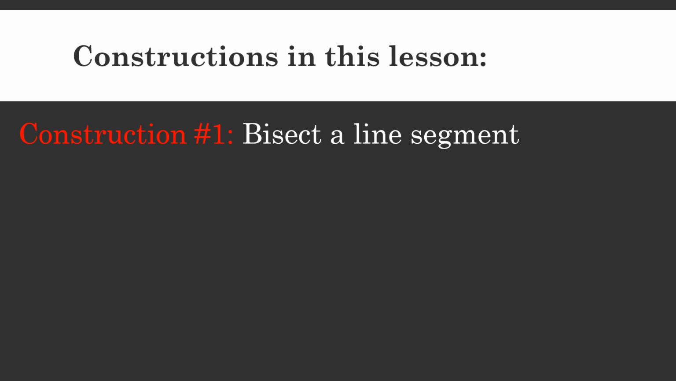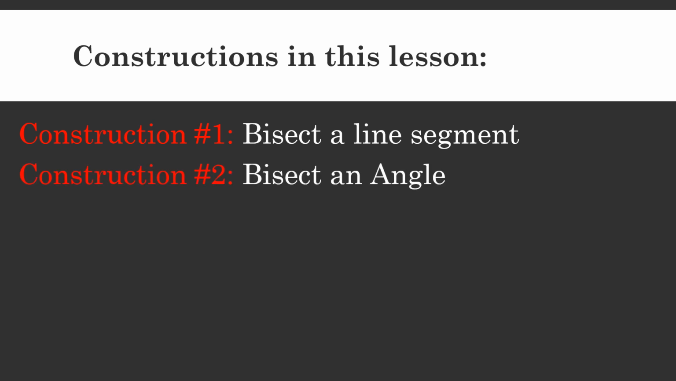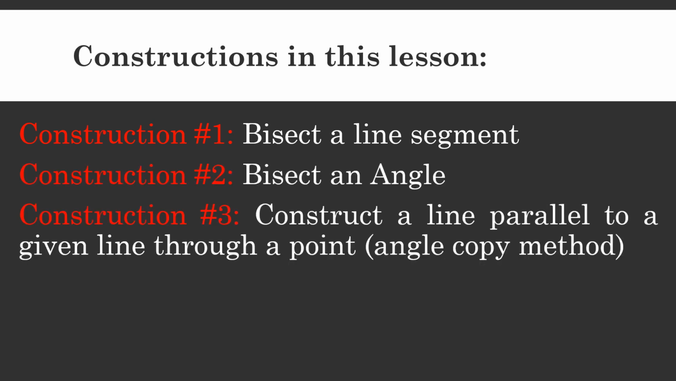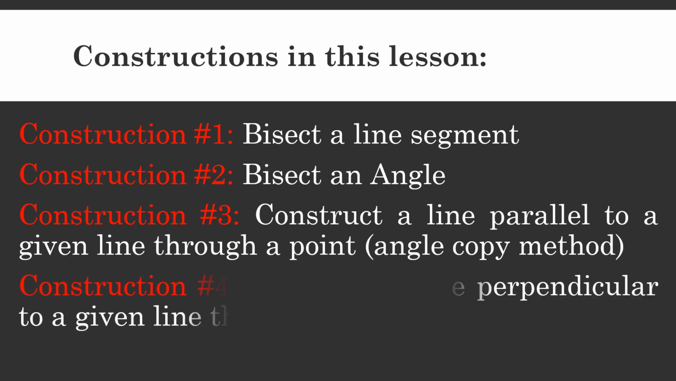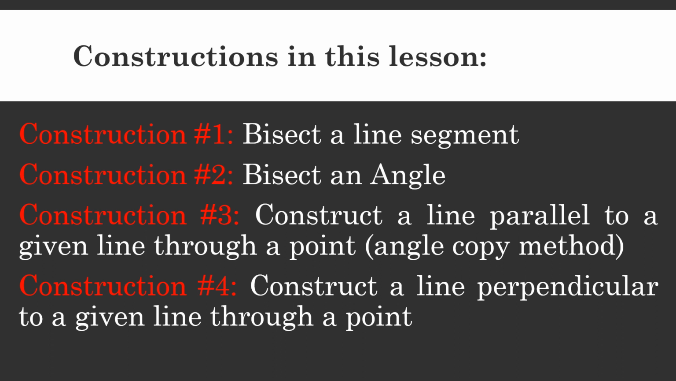First, bisect a line segment. Then, bisect an angle. Third, construct a line parallel to a given line through a point. And lastly, construct a line perpendicular to a given line through a point.